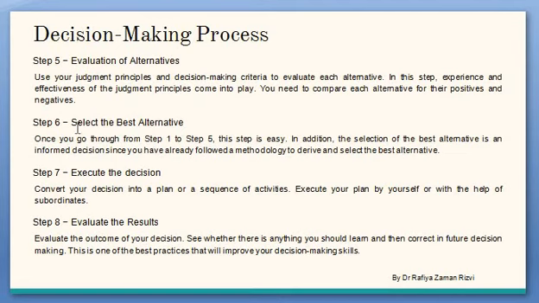Okay. Next, once we have evaluated the alternatives, we select the best alternative. When we analyze or evaluate, we know what are the positive points and what are the negative points of each of the alternatives. Obviously, the solution that has the most number of positive effects will be selected, the best alternative. Once you go through steps 1 to 5, this step is easy. In addition, the selection of the best alternative is an informed decision since you have already followed a methodology to derive and select the best alternative.